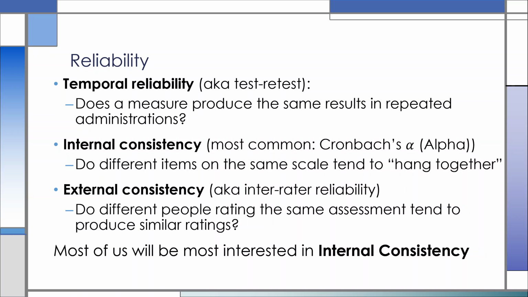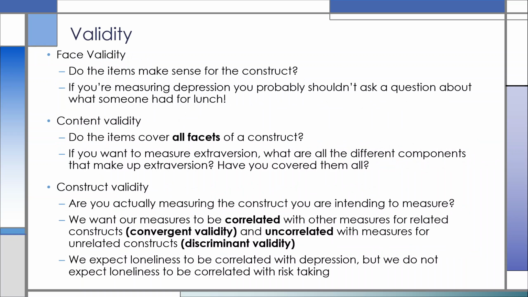So you may even see this if you don't have a validation study. You'll often see Cronbach's alpha reported in non-validation studies that use a particular scale or measure. As for validity, there are a number of different aspects of validity that are important to consider.